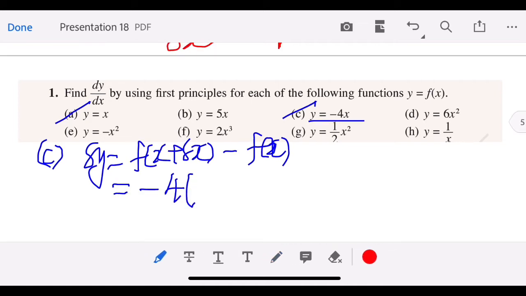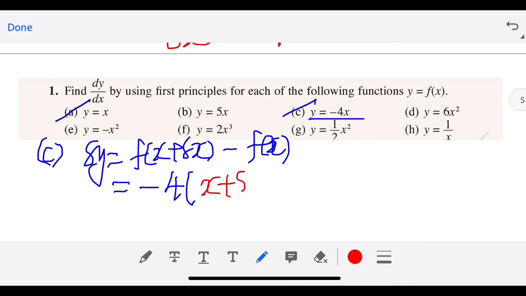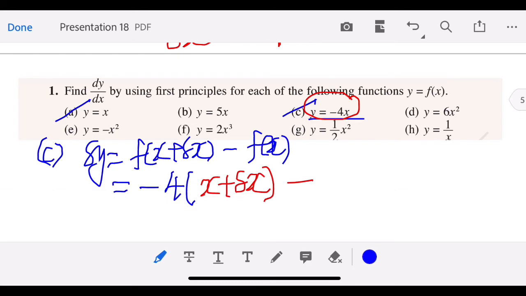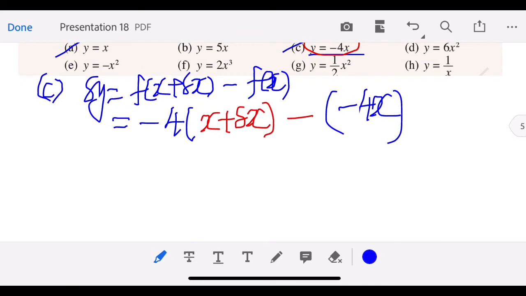So let me write in red color pen so that you can see I substitute x plus delta x, and then I'm going to minus f(x) itself, which is actually negative. Make sure we put a bracket because you have a negative, right? So this is how you do. Alright, now after that we need to simplify.